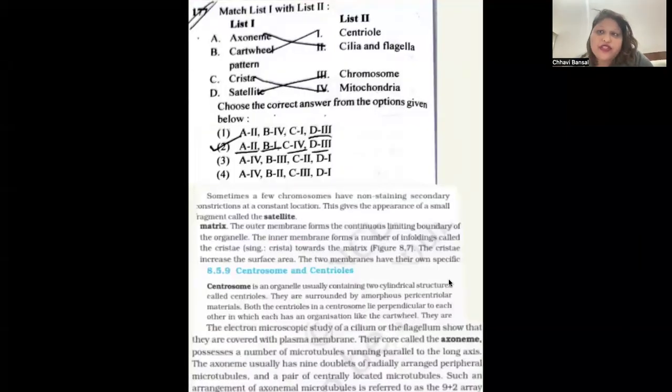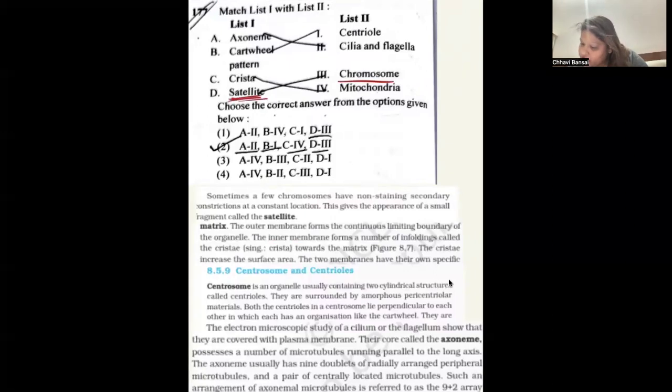This question is taken from the cell, where you do the different cell organelles, and then these structures are given. So we should know at least the satellite. When we do the cell cycle and cell division, we also teach the structure of chromosome. There are secondary constrictions. Primary constriction is the centromere, right? Secondary constriction which is present in certain chromosomes is called the satellite.